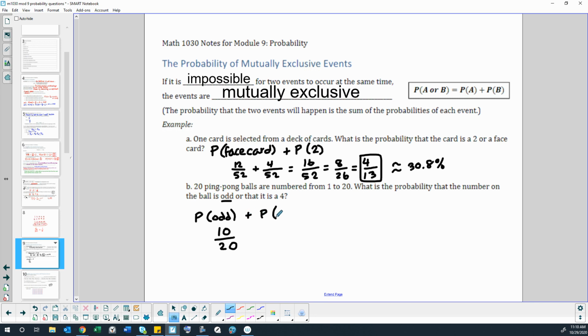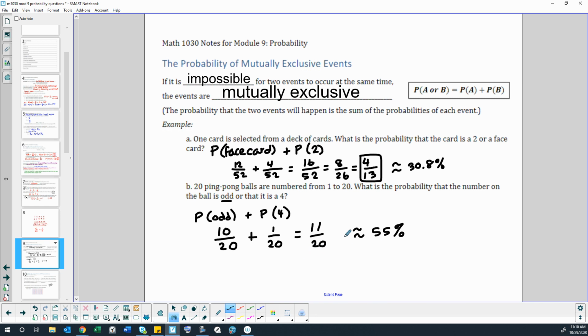Then we would want to add to that the probability that we get a 4. The reason these are mutually exclusive events is that 4 is not an odd number, so there's no overlap here. The odd numbers and the number 4 are completely separate events. So the probability of getting a 4 from our ping pong balls numbered from 1 to 20 is one of those 20 ping pong balls. That gives us a total of 11 out of 20, which is a 55% chance of getting either an odd number or the number 4.